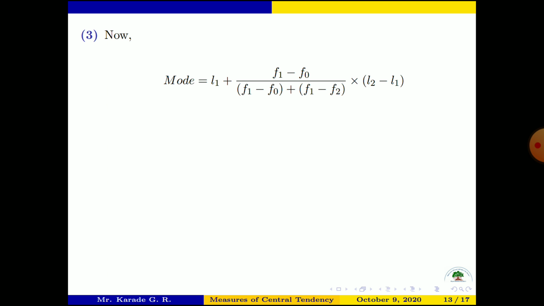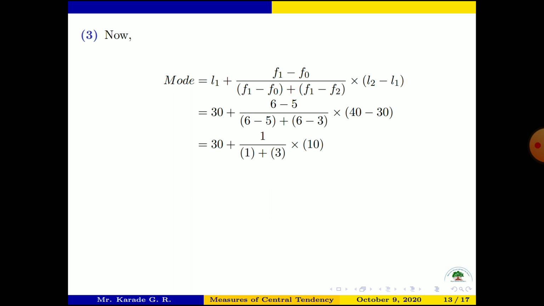Now put the values of these Li's and Fi's in this formula. The value of L1 is 30, plus 6 minus 5 divided by 6 minus 5 plus 6 minus 3, into 40 minus 30. 6 minus 5 is 1 and 6 minus 3 is 3. So we get 30 plus 1 upon 1 plus 3, into 10, since 40 minus 30 is 10. Then it is 30 plus 1 by 4 into 10.